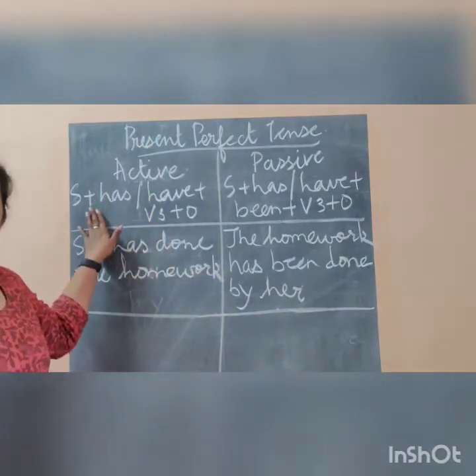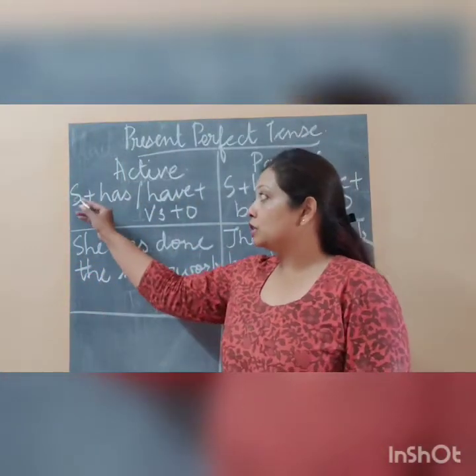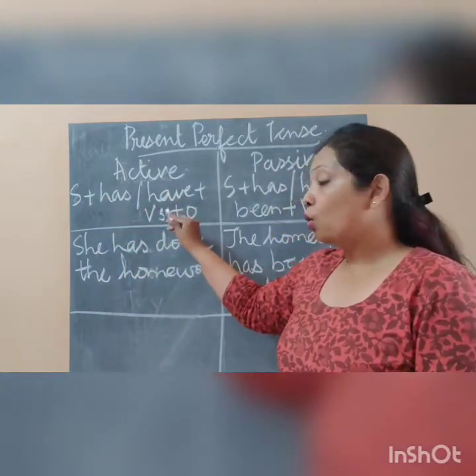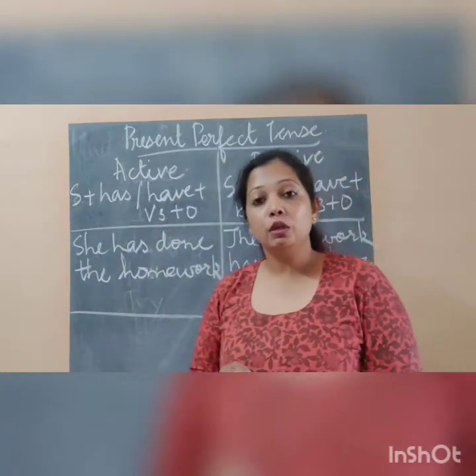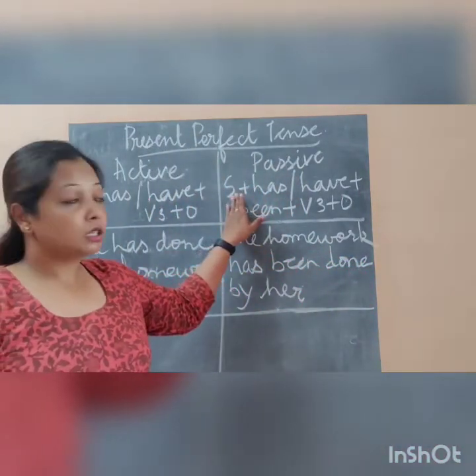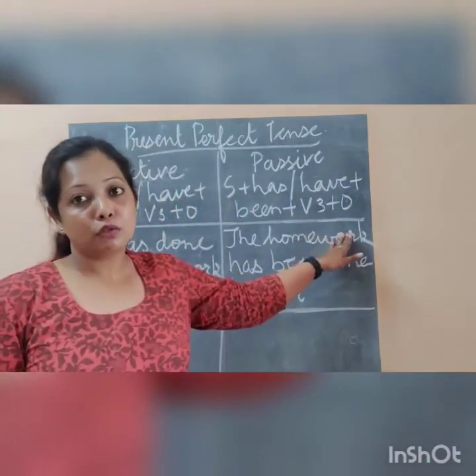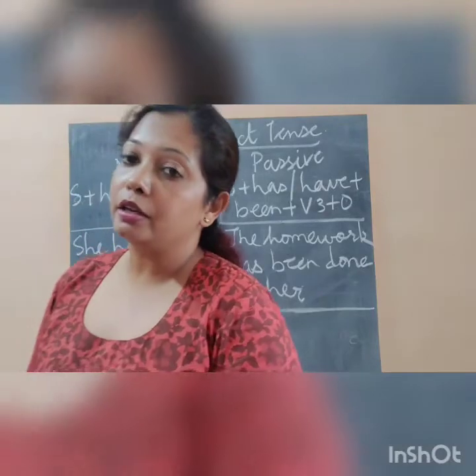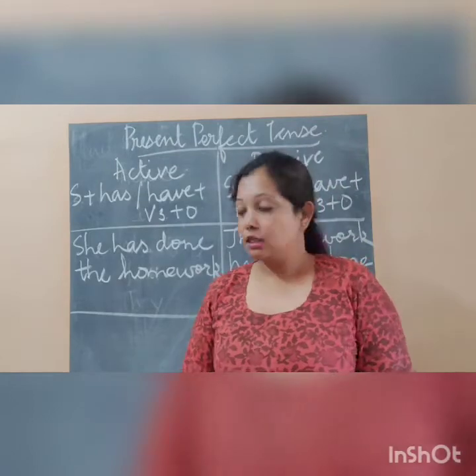When we change an active sentence to a passive sentence in present perfect tense, see how simple it is. The active form is subject plus has/have plus verb third form, that is the past form, and object. It will become subject plus has/have plus been, B-E-E-N, plus the past form of the verb and object. So let's see in a sentence, you'll get a clear idea about how we change a sentence in present perfect tense.